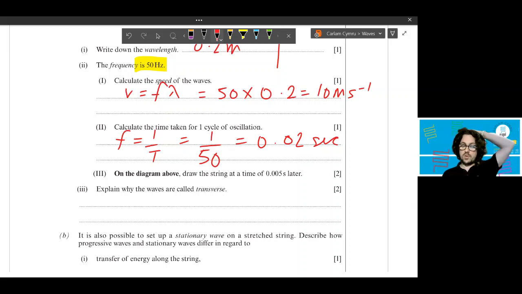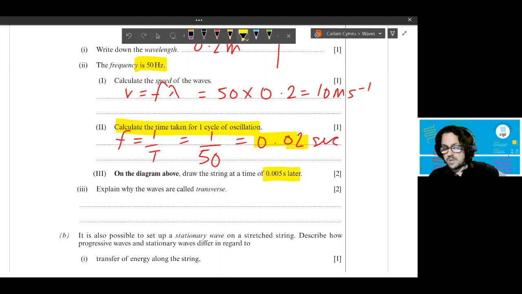On the diagram above, draw the string at a time of 0.005 seconds later. Right, so what we're going to think of here is the time taken for one complete oscillation, like we've just worked out to be 0.02 seconds. Then what is 0.005 seconds later going to look like? Well, first of all, that value here, I hope you recognize, is a quarter of this. So we'll have gone through a quarter of a cycle in that time. So we need to draw this a quarter of a cycle later.